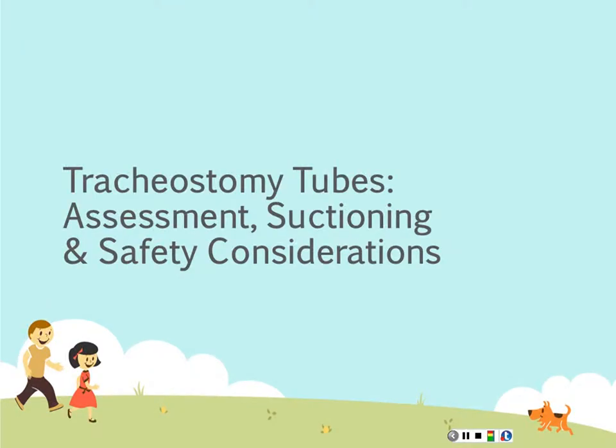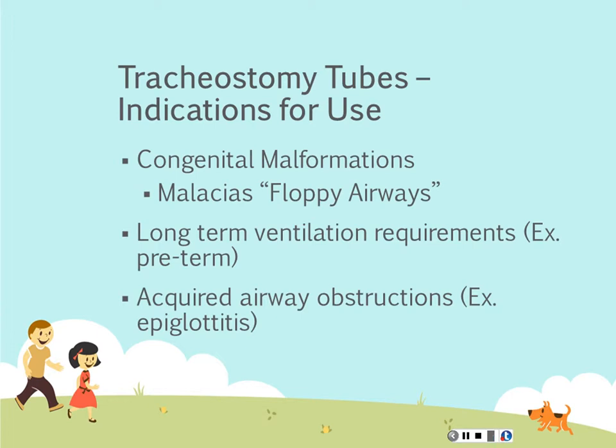First off, looking at tracheostomy tubes, we're going to look at how to assess a patient with a trach tube, indications for suctioning a patient with a tracheostomy, and other safety considerations that are important. General indications for use with tracheostomy tubes would be patients with some type of congenital malformation, such as tracheomalacia, things like that that would cause them to have a congenitally floppy airway.